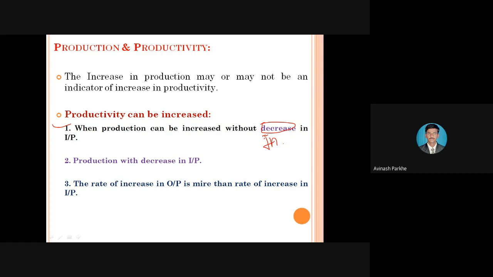So this is the part related to productivity, and we have discussed the basic definition: productivity is equal to total output upon total input.